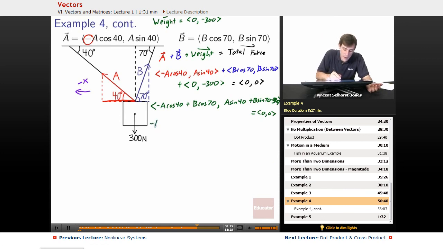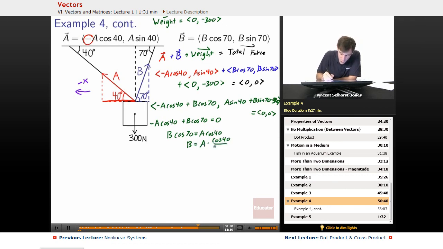So we've got negative A cosine 40 plus B cosine 70 equals 0. So we can get B on its lonesome, or A on its lonesome, and then plug that into the other one. So let's solve for that first. B cosine 70 equals A cosine 40. So at this point we see that B is equal to A times cosine 40 over cosine 70. We can plug that into a calculator right now and get some number out of it, but then we have to write all these decimals, so we can just leave it like that for now.